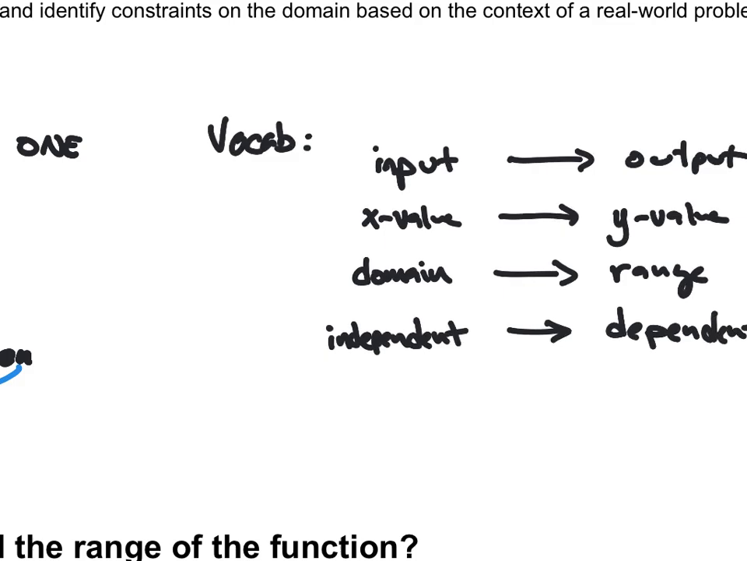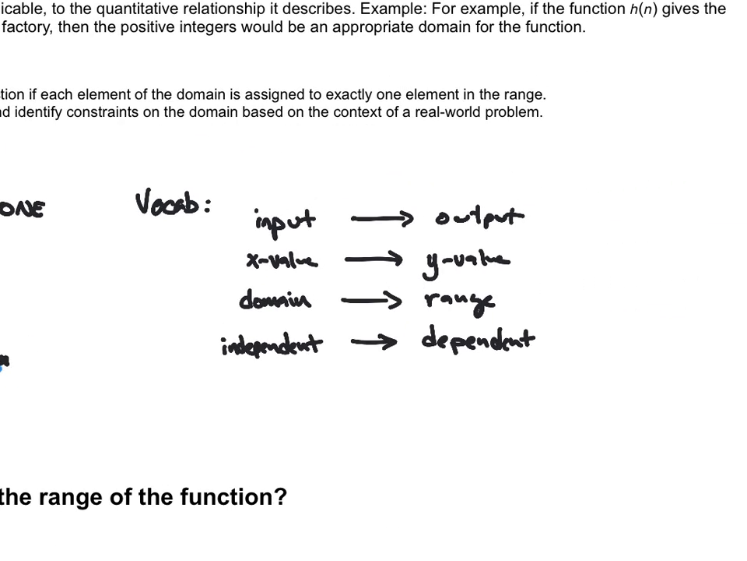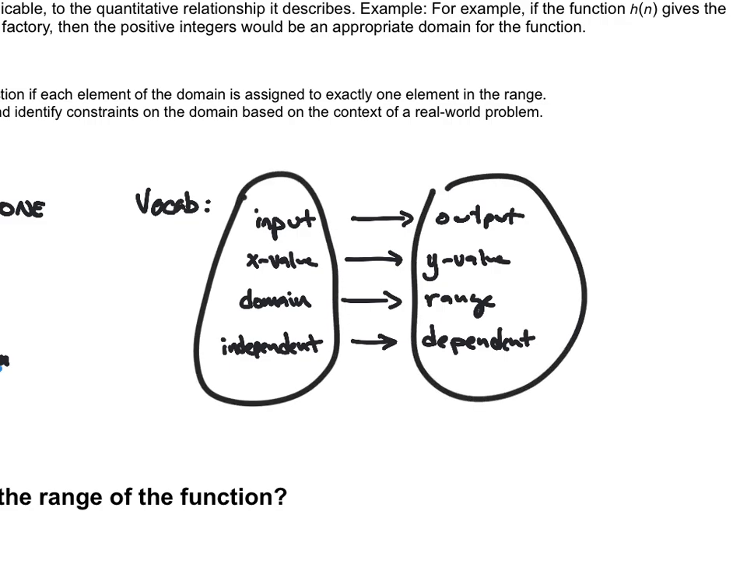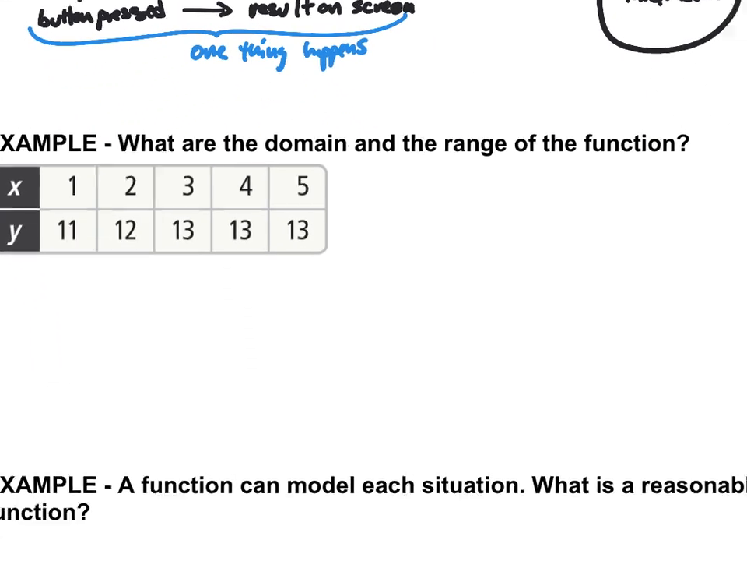So these are all vocab words that model this. For each x value, there's exactly one y value. For each input, there's exactly one output. For each element of the domain, there's one element of the range. For each independent variable, there's one dependent variable. So all these things mean the same thing, okay? So that's the idea, all right? So that's what I want you to take a look at for that, all right? So let's take a look at this.